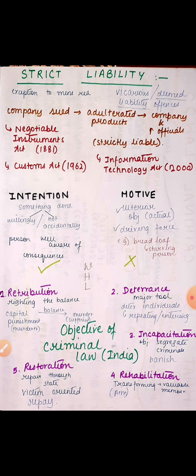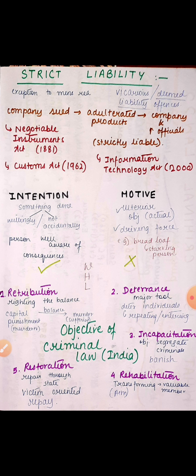The fourth objective is rehabilitation. The aim of rehabilitation is to transform the criminal into a valuable member of society. Often those who are put in jail or remand homes meet many psychologists. They try to discuss things with them and mold a good person out of the offender. That's how they are rehabilitated to become an acceptable and valuable member of society.